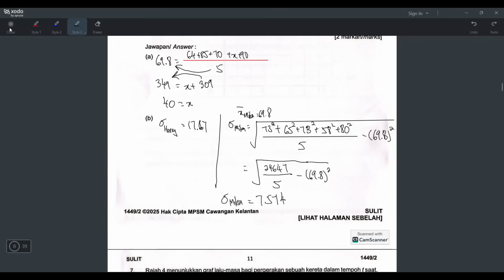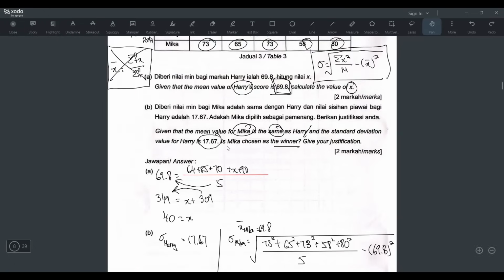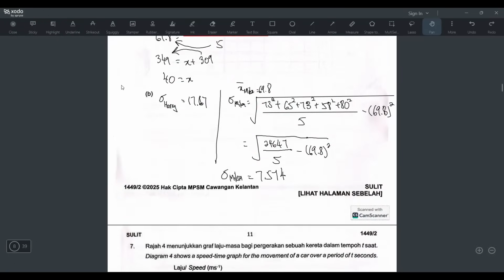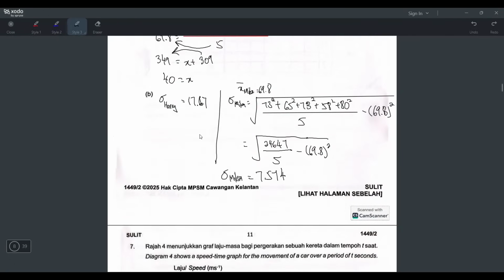Okay, but the soalan is not over. The soalan asks, is Mika chosen as the winner? So yes or no? Okay, I cakap tadi kan, you kena pilih yang standard deviation kecil untuk menang. So which one kecil? Harry punya or Mika punya lebih kecil? Mika punya. Because Harry is 17 point something, ini 7 point something. So Mika will be chosen. So I'll write yes. Mika is the winner. Ataupun you boleh cakap is chosen as the winner.